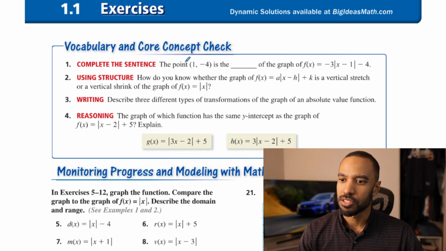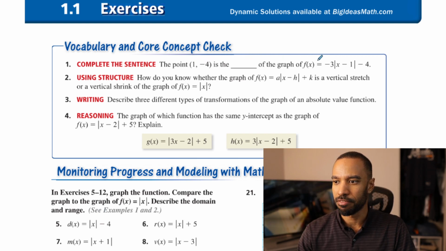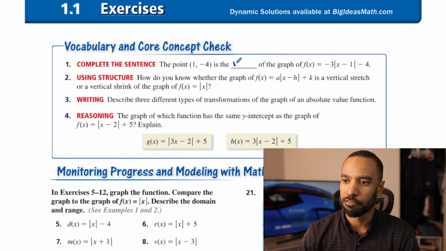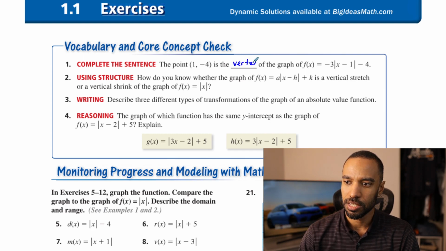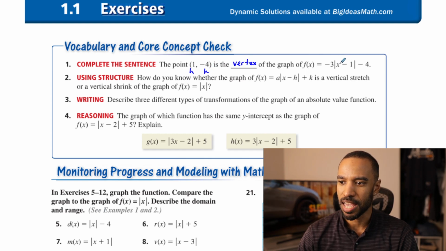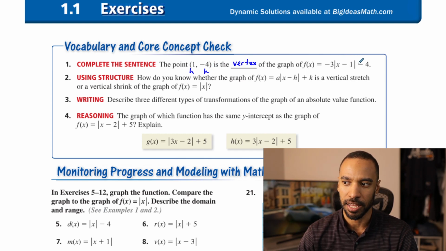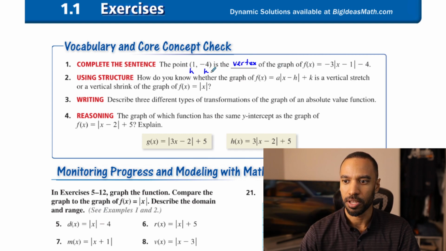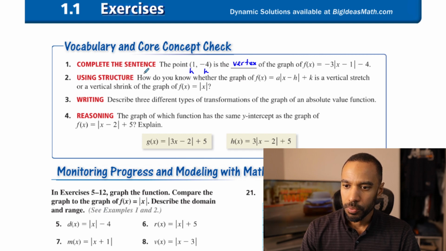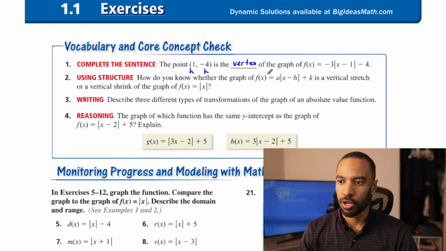Okay, complete the sentence. The point (1, negative 4) is the blank of the graph of f of x equals negative 3 times the absolute value of x minus 1, minus 4. This is going to be the vertex of the graph. The 1 is the h, the negative 4 is the k. Remember, the form says x minus h, so x minus 1, and then plus k is plus negative 4. It represents the vertex.